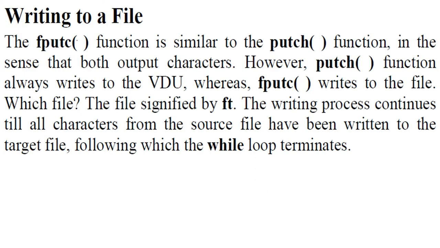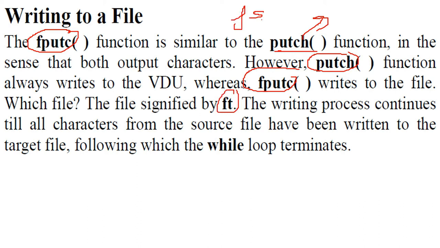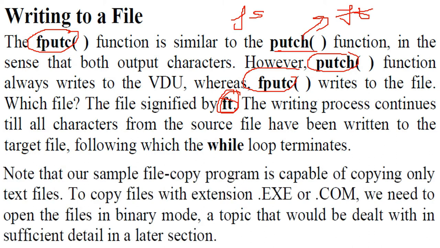Writing to a file. Now fputc is similar to the putch function because both are outputting the character. But putch puts the character on the visual display unit, but fputc writes to the file. So if you have fs as the source file pointer, and ft as the target, this signifies that you want to write it in some file, say the target file. And this goes from one character to another, copying, until the loop terminates. And we can do a file copy program.